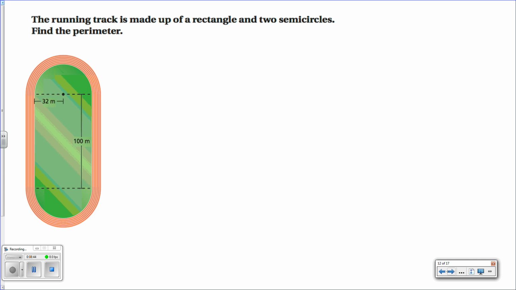There are 2 on your paper. Actually, sorry, there's this one on your paper. This one is trying to find the distance around a track. So pause it, see if you can figure it out, and then turn it on to check your answer.